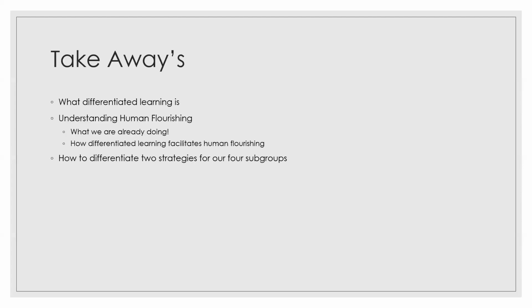So our takeaways from the day are what exactly differentiated learning is, understanding human flourishing and recognizing it's what we're already doing as educators, that we are giving the students their best opportunity for success to be the best versions of themselves they could possibly be. And then finally, how to differentiate two strategies for our four groups.